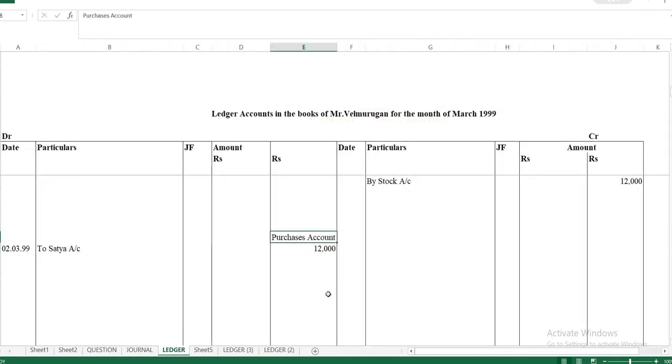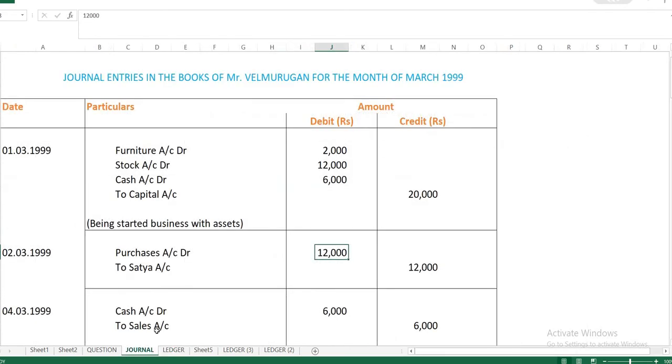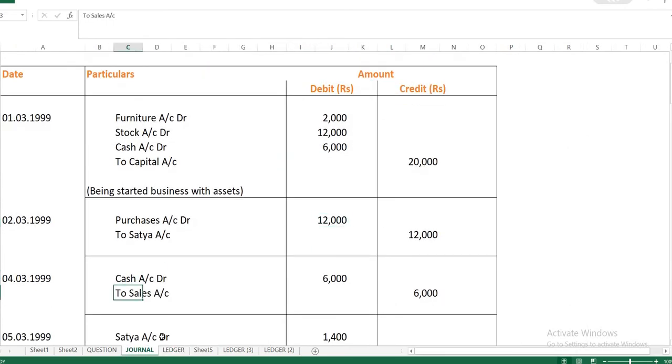So this is how we have to post the entries. Okay, so next, what is the next journal entry? Cash account debit to sales account.